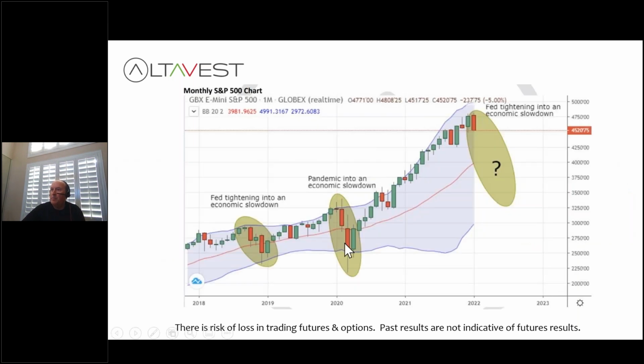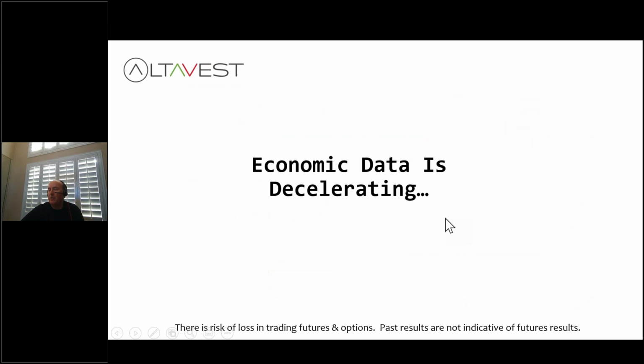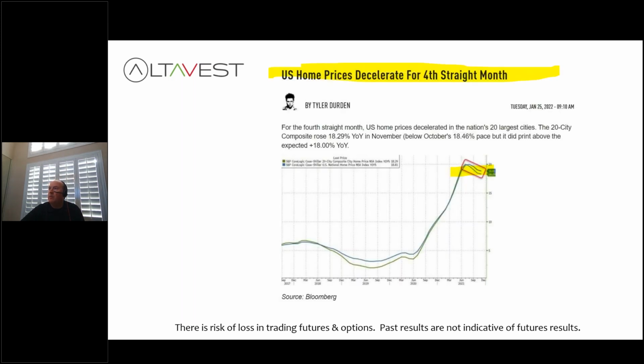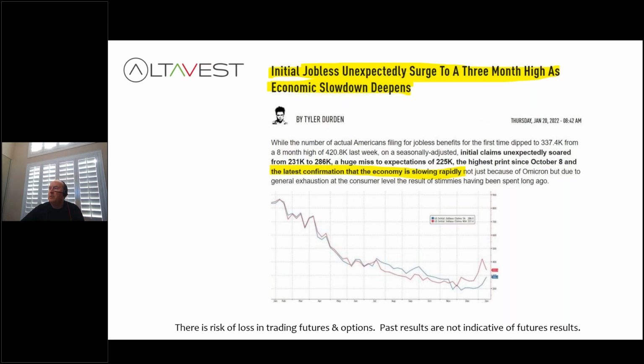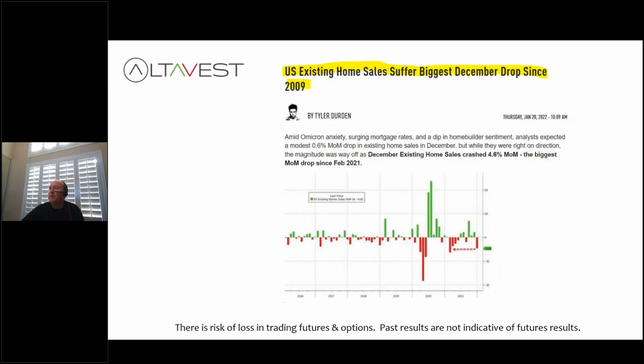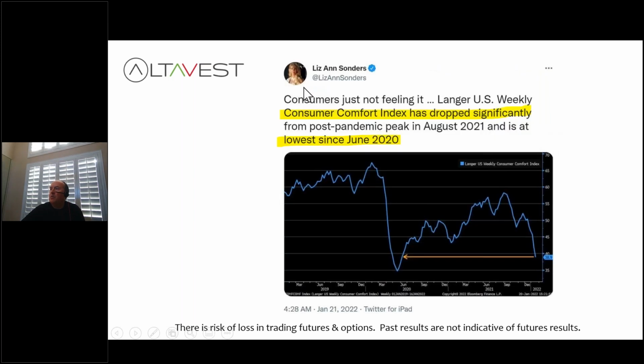So here's a monthly graph of the S&P 500 when the Fed tightened in the past, and perhaps we'll see a repeat of that. So something to keep in mind. We're going to run through this quickly, but the economic data is decelerating or plateauing. And the Fed and Wall Street analysts and headlines are usually backward looking. So look at this: home prices decelerating for the fourth straight month. Initial jobless claims unexpectedly surged to a 3-month high. Economic slowdown deepens. U.S. existing home sales suffer their biggest December drop since 2009. Consumer comfort index dropped significantly, lowest since June 2020.